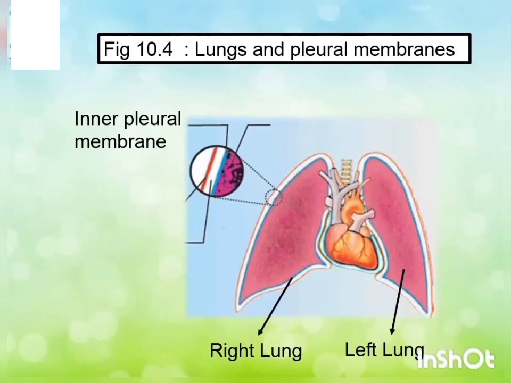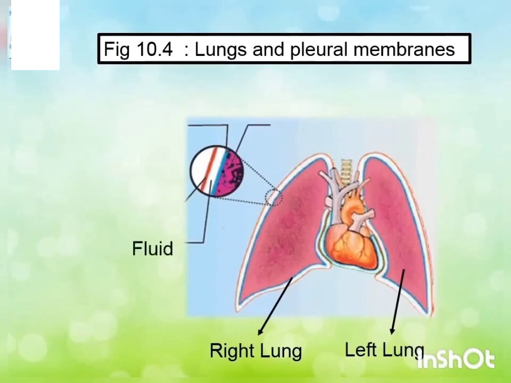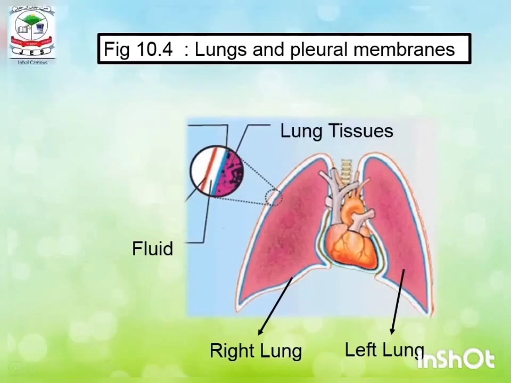It's the inner pleural membrane, which is the blue line, and then the outer pleural membrane, which is the red line. You can see in the diagram, the blue one is the inner pleural membrane, and the red line is the outer pleural membrane. Now this is the fluid which is present between both of these membranes. These are the lung tissues. These pink ones are the lung tissues. This is the enlarged view of the lung tissues.